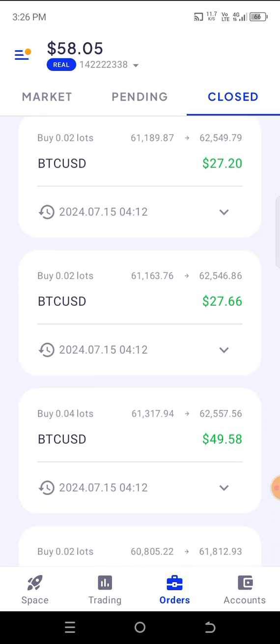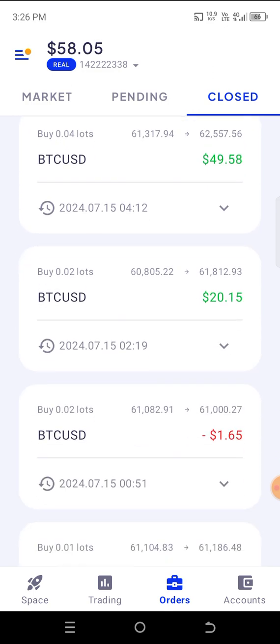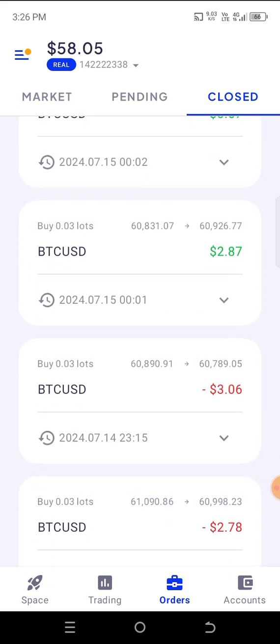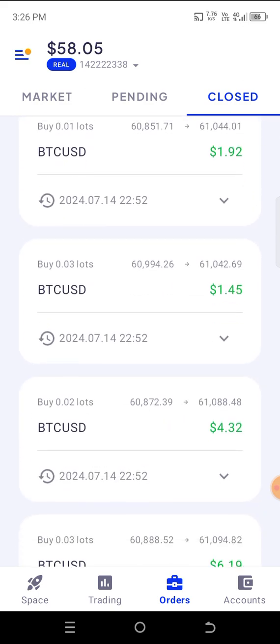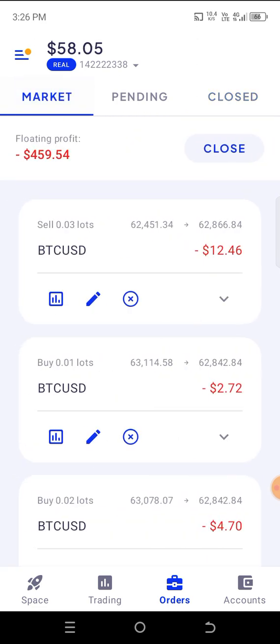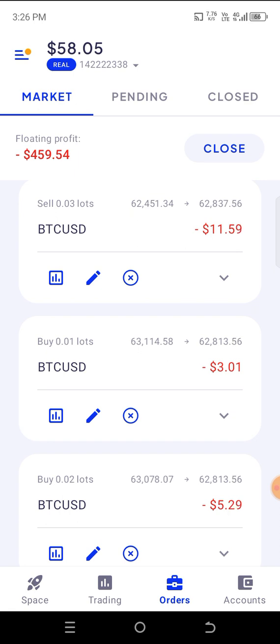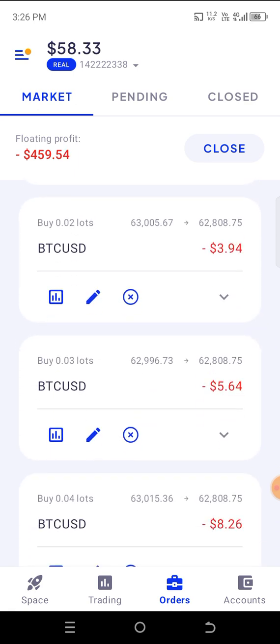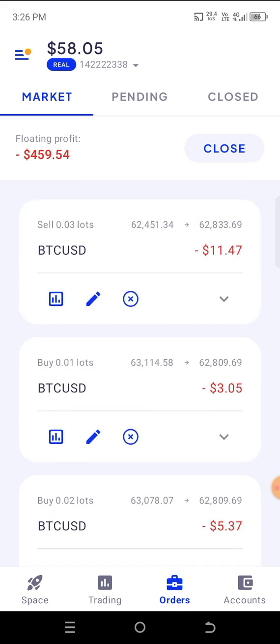These are other winnings: $28, $27, $27, $49, $20 here, and then a lot of other good results. So this is the current market so far, minus 459, but this will not change because I have a strategy that I use. You will continue to see this minus, but at the end of the day I will show you my actual profit. So let's see how today will go. I've opened this trade believing at the end of the day I will close on a positive note.